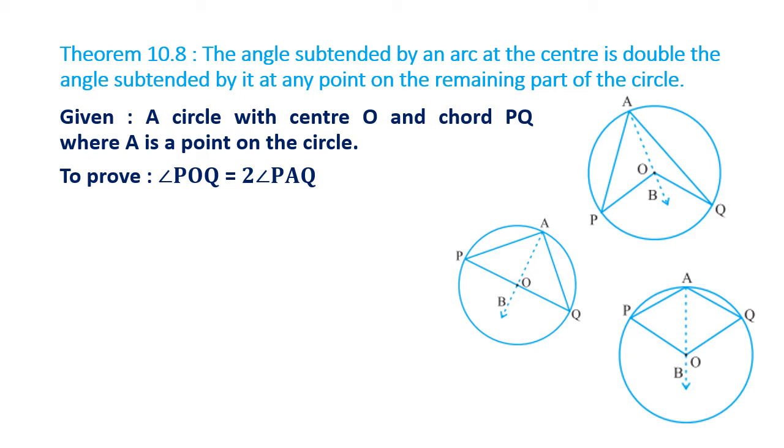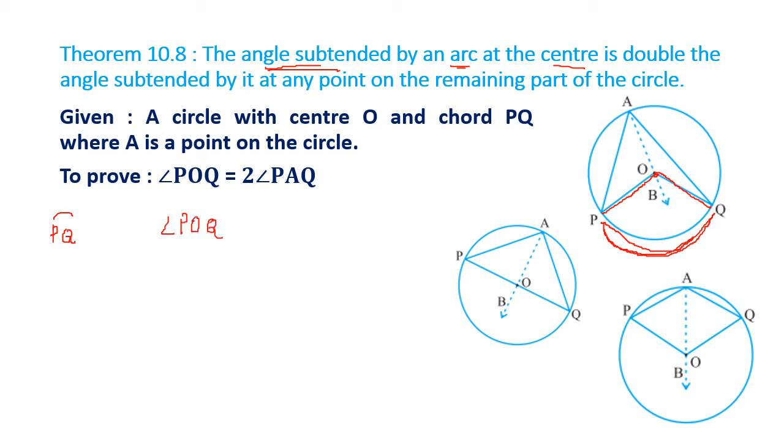From this we go to a very important theorem. This theorem is really very good and really very important. What is this theorem? The angle subtended by an arc at the center. You can take any arc. I have taken this arc PQ. The angle subtended by the arc PQ at the center. So what is the angle made at the center? This arc PQ makes angle POQ at the center.